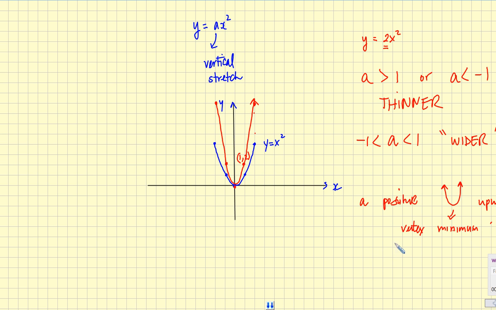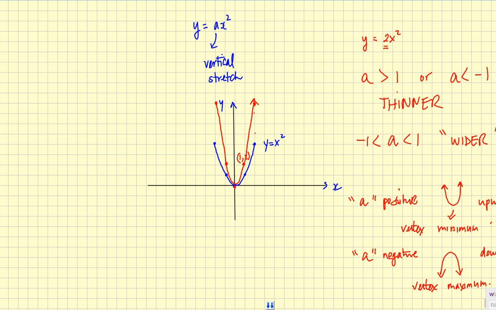If my value of a is negative, well, my graph faces the other direction, because remember that when we have a reflection over the x-axis, all of our y values change their direction. So positive values of y will go to negative values of y. So when a is negative, then the graph faces downward, and we have a maximum for the vertex. So the vertex goes to a maximum.